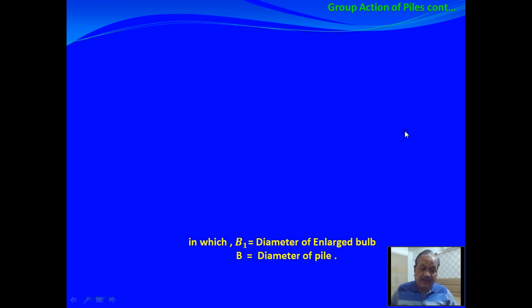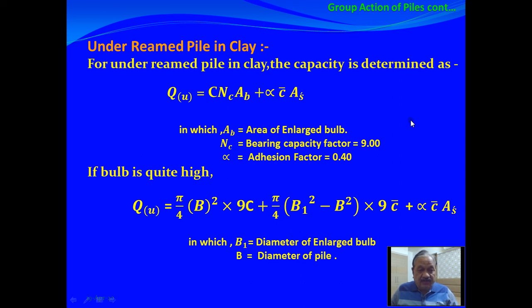Then how to find the load carrying capacity of an underream pile in clay? Usually underream piles are used in clay when the soil is expansive. For an underream pile in clay, the ultimate load carrying capacity Qu is, as usual, Qp plus Qs. Qp is nothing but small qp into Ap, that means here it is c Nc into Ab, the area of the enlarged bulb, and Qs is alpha c bar into As dash, where As dash is the effective shaft area.